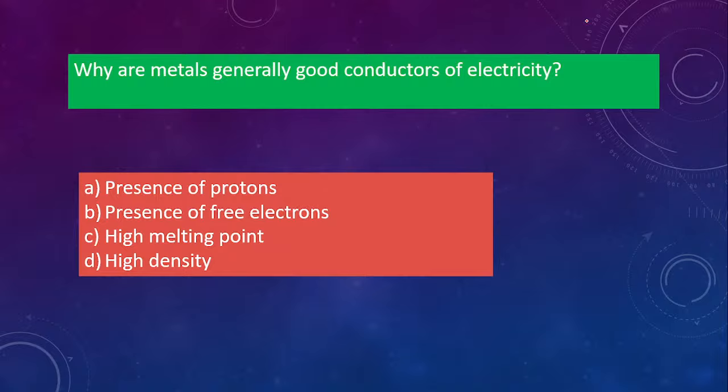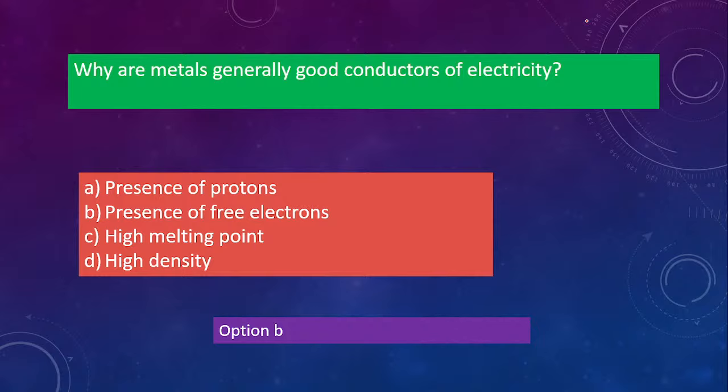Tell me this answer. Okay, Ravina going for B. Okay, B. All are going for B. Yes, so let's see. So yes, B is the correct answer.